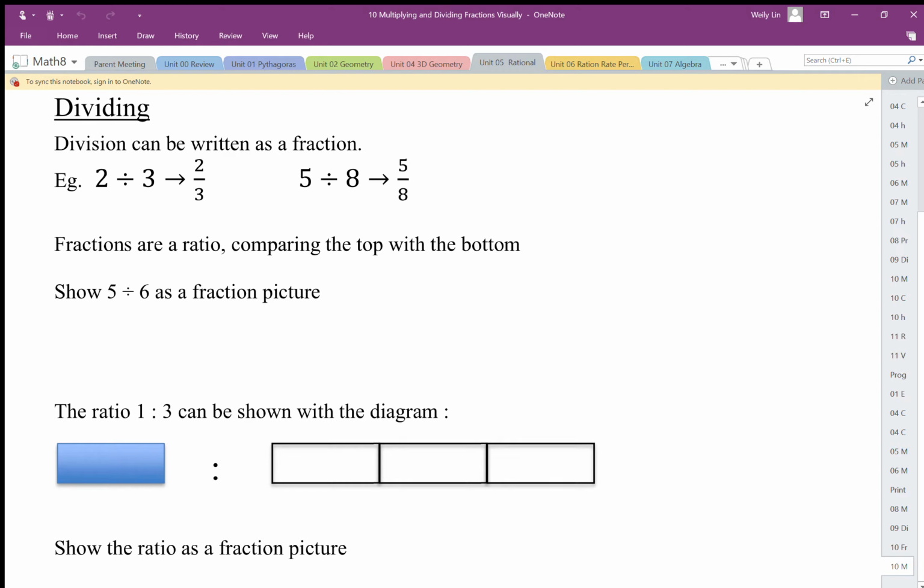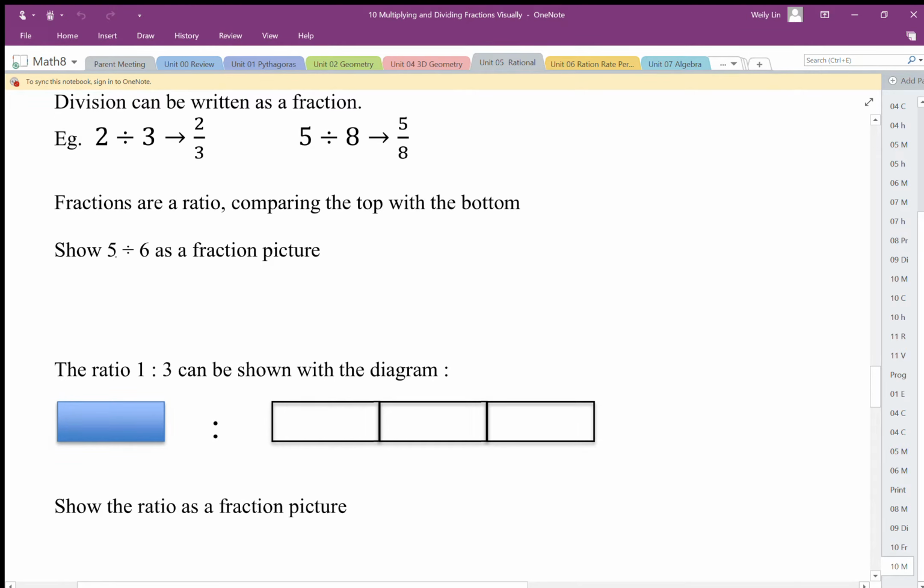To visually represent fraction division, we can first think about what divide means. So if I have 2 divided by 3, really it means 2 over 3, or a ratio of 2 to 3. So 5 divided by 8 really means a ratio comparison of 5 parts to 8 parts whole. So when we talk about division, division is a ratio of comparison.